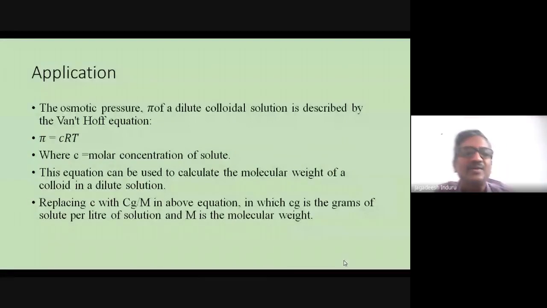So it is not unique to this. This parameter is not unique, like a Tyndall effect. Tyndall effect is unique to colloidal dispersion. Here you need to understand the Van 't Hoff equation.